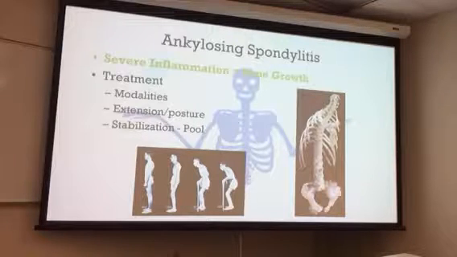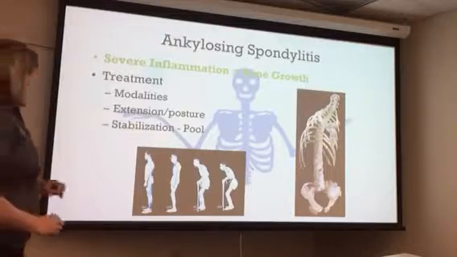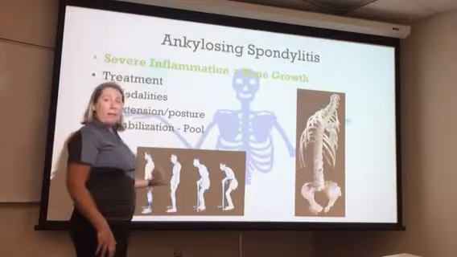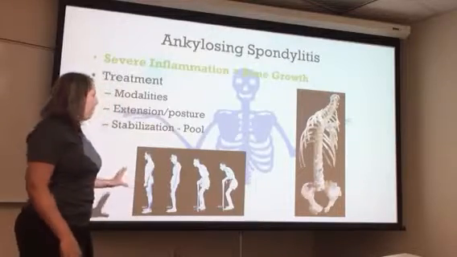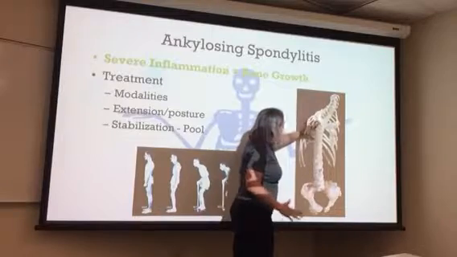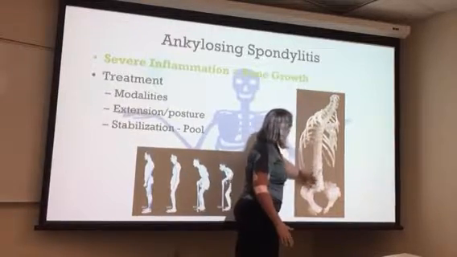Ankylosing spondylitis. Now this is related a little bit to our rheumatoid arthritis, but we want to know about this because it causes some significant deformities and lack of mobility. So you can see this spine here, something looks wrong with it. You'll notice how it's all fused together.